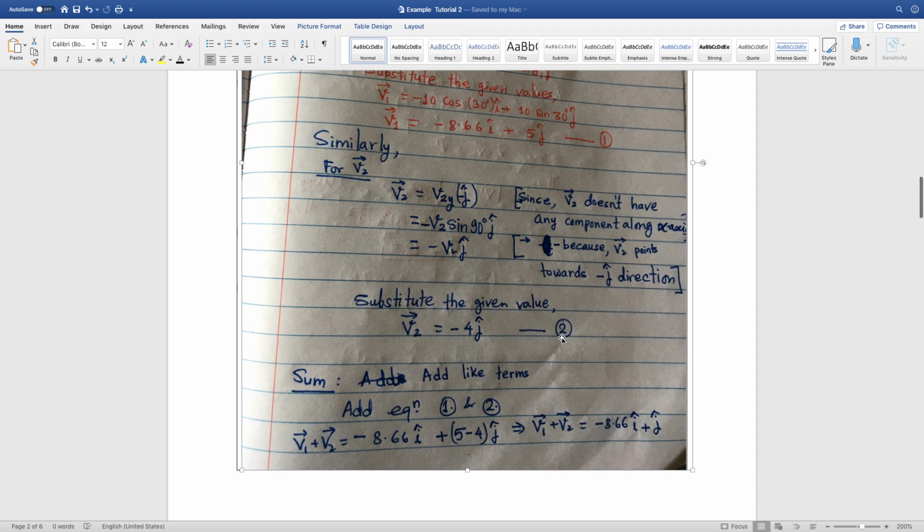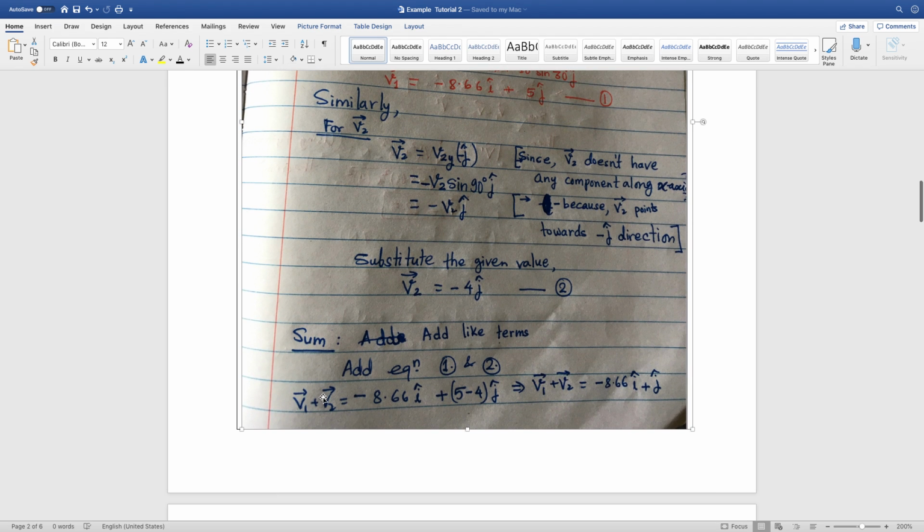Now we are going to add like terms, meaning add the coefficients of i hat and j hat. So adding equation 1 with 2, we get B1 plus B2 equal to negative 8.66 i hat plus 5 minus 4 j hat. This minus 4 comes from vector B2. It doesn't have any component along the x-axis. So we ended up with this value here, minus 8.66 i hat plus j hat.